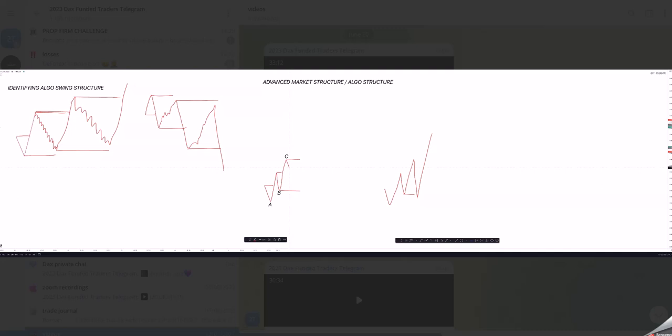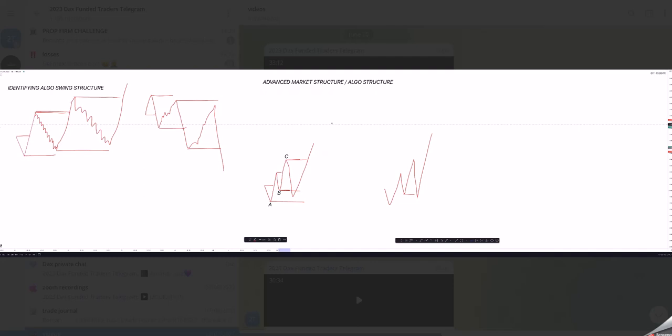So the basic market structure will tell us to identify these as our high and this is our swing structure, right? So basically expecting price to sell into this zone, buy into this zone, then sell off, then continue the same thing. However, the algo market structure will tell us we actually have something like this instead.